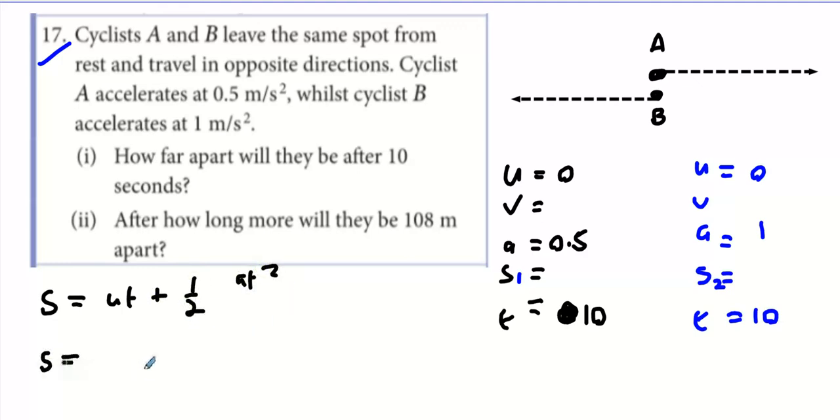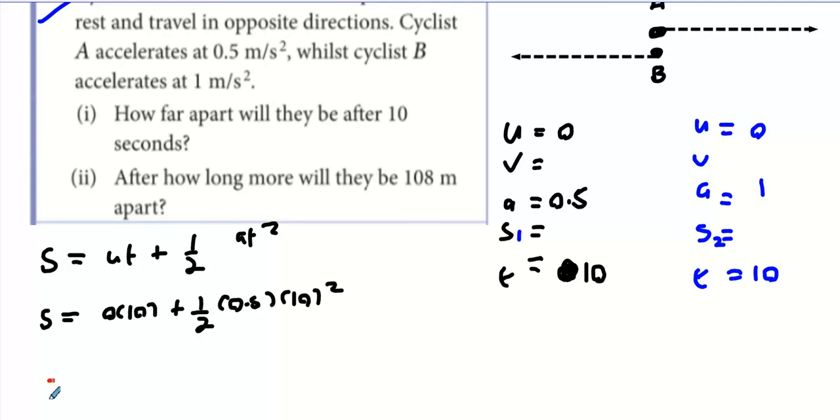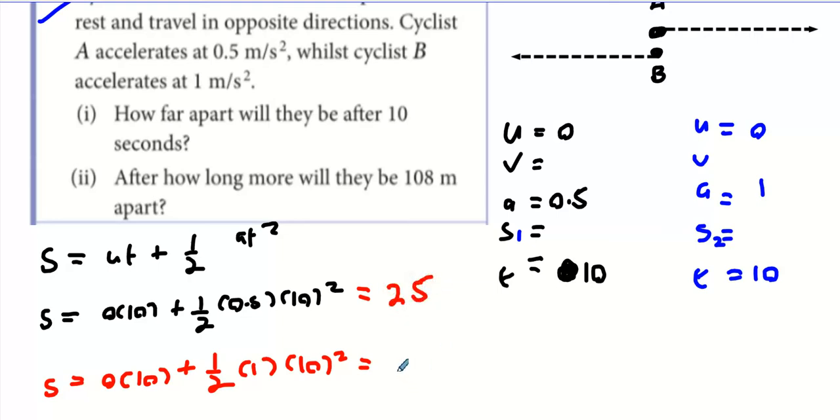So S equals 0 times 10 plus a half 0.5 times 10 squared. Somebody's going to give me that answer in a second. And the next one is S equals 0 times 10 again, but this time it's a half 1 times 10 squared. Okay, what's the answer for the first one? 20. And the answer for the other one? 50. Gives me a total of 75 meters.